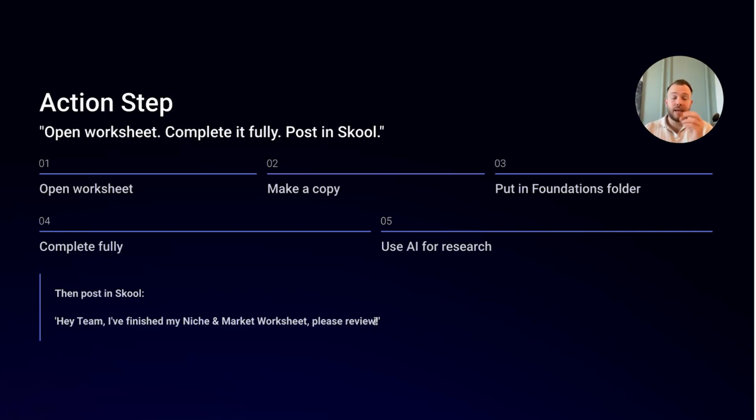For now, take the worksheet, clarify your niche, go deeper. And I cannot wait to share the next module with you, which will go into very big depth in the worksheet on ideal client and understanding where your potential clients are.